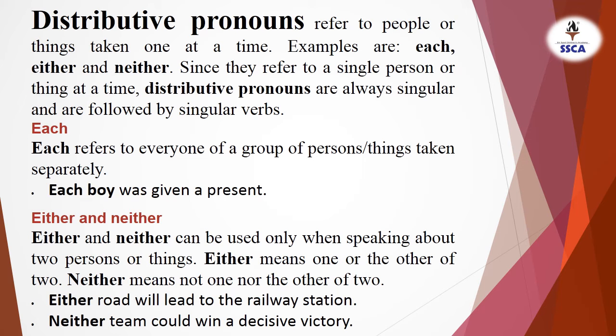Distributive pronouns refer to people or things taken one at a time. You already know what they are. They are each, either, and neither. They refer to a single person or thing at a time. Distributive pronouns are always singular and are followed by singular verbs.